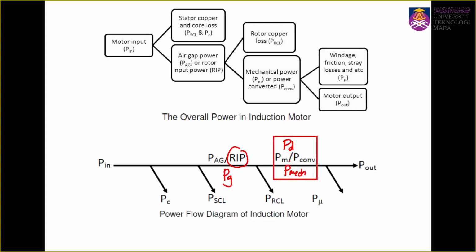This is the developed torque, or the mechanical torque, or converted torque, and you minus the rotational loss. Rotational loss is due to the wind and the friction. And therefore finally we have P out. So this is the basic power flow diagram of induction machines.